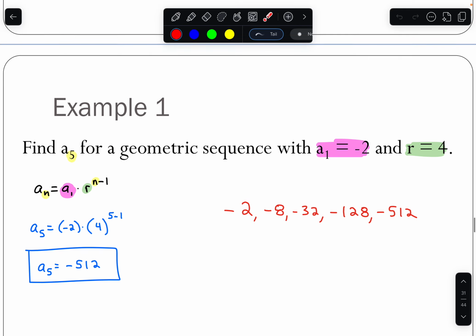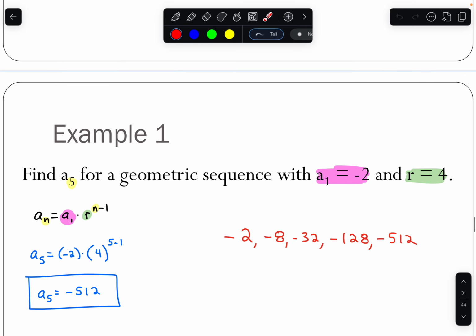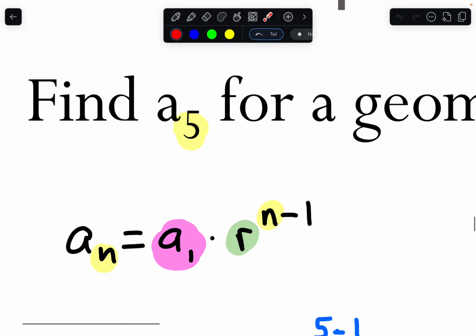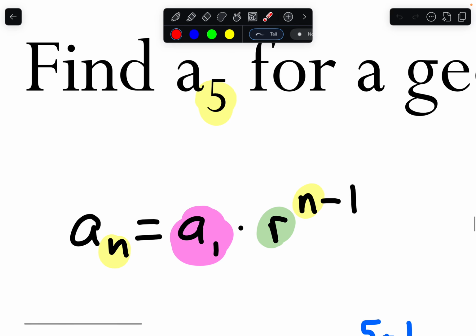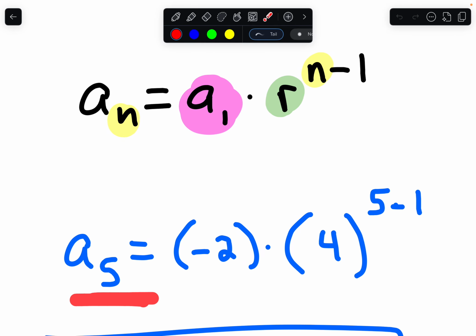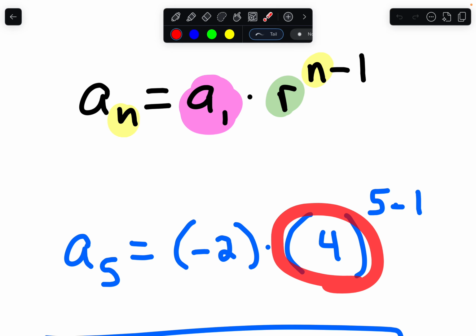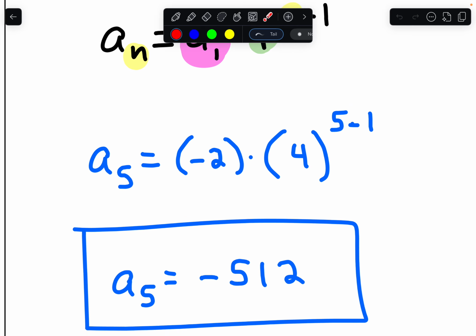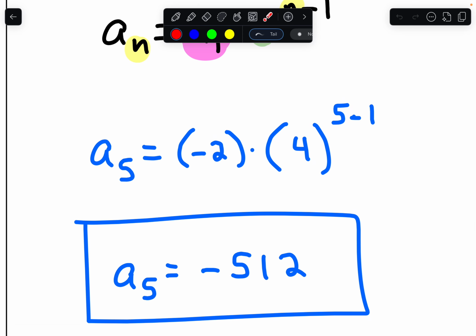Okay, here's an example. Find a sub 5 for a geometric sequence with a sub 1 is negative 2 and r is 4. So we have our explicit formula right here. We want the 5th term, so we take the first term and we multiply it by how many r's? Well, n minus 1 in this case is going to be 4. So 4 to the 4th gives us 256 times negative 2.